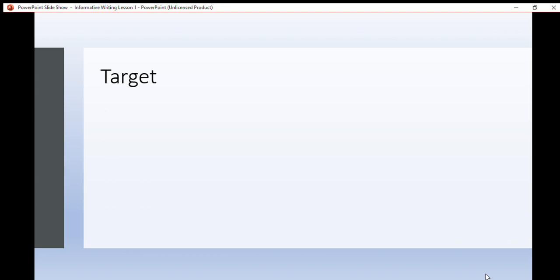So let's look at our quick targets. Our first target is, I can define informative writing. So after today, you should be able to tell me or define in your own words what informative writing is and what you need to do to be able to write an informative text.